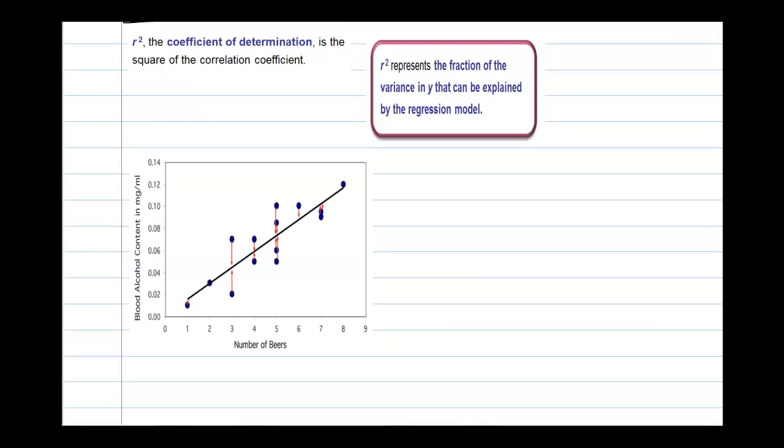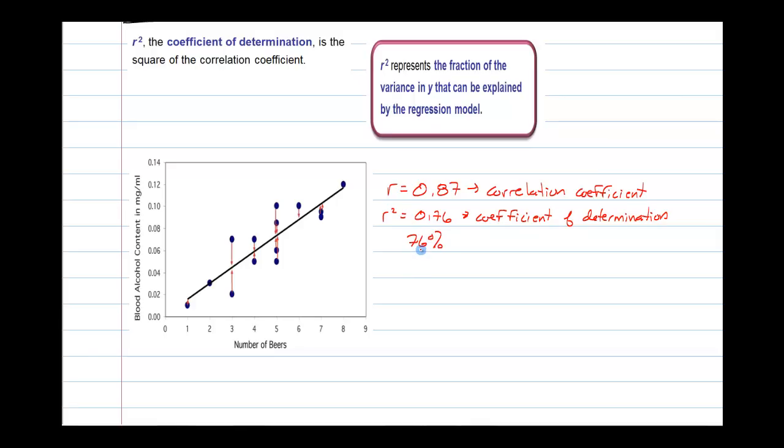Now we looked at this data before and we found the correlation coefficient back in the last chapter, and we found that the value of r was 0.87. That was the correlation coefficient. Now remember, the correlation coefficient gives us the strength of the linear relationship between two variables. Now if we square 0.87, we'd get about 0.76. So this is the coefficient of determination. Now from here we need to interpret what that coefficient of determination means. So 0.76 is the same as 76%.